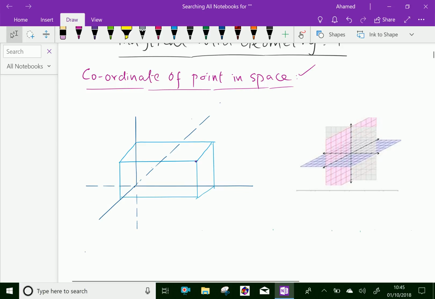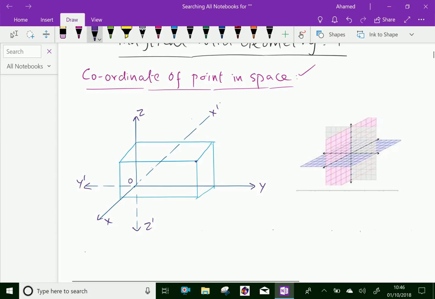Here, look at this figure. The x, y, z plane is given. Suppose this is the origin O, and this is the OX axis, that is the OX dash axis. Here is the OY axis, this is the OY dash axis, here the OZ axis, and here the OZ dash axis.